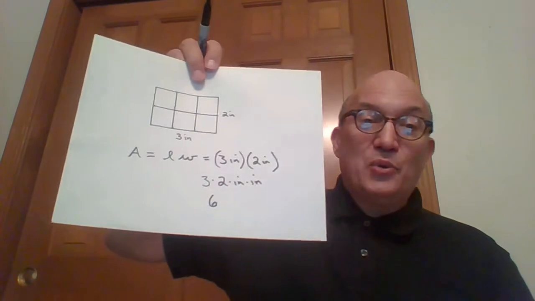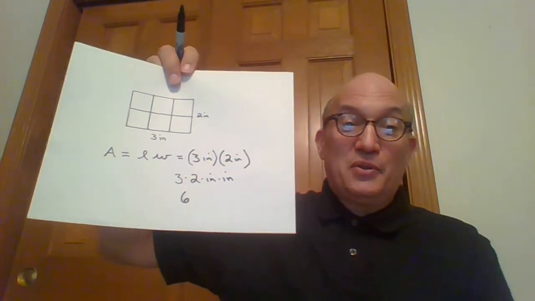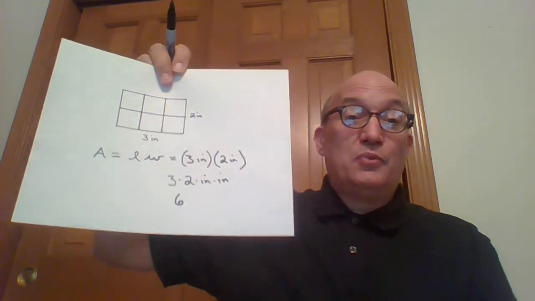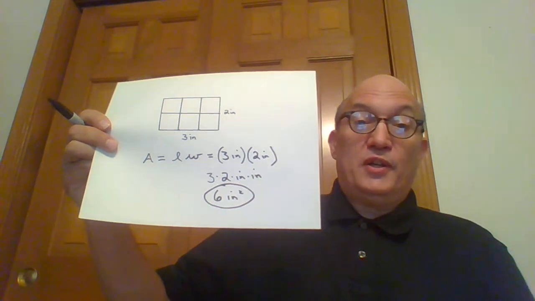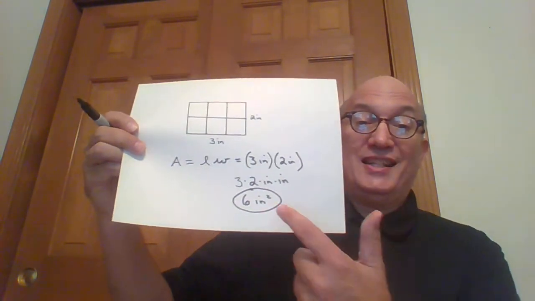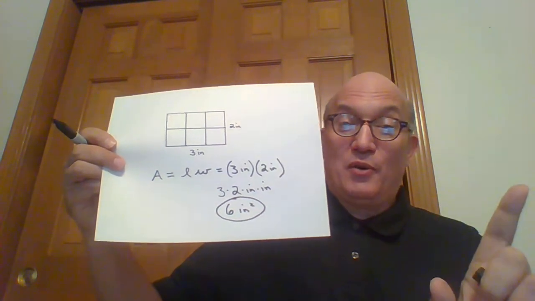And how do we abbreviate inches times inches? You know, 3 times 3 is 3 squared. Inches times inches, we can write as inches squared. But how do we interpret this algebra here? And by the way, that is the answer to the question, what is the area of that rectangle? It's 6 inches squared, also known as square inches.